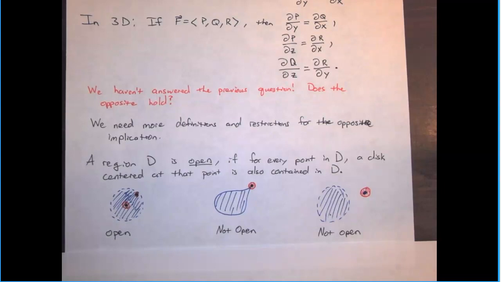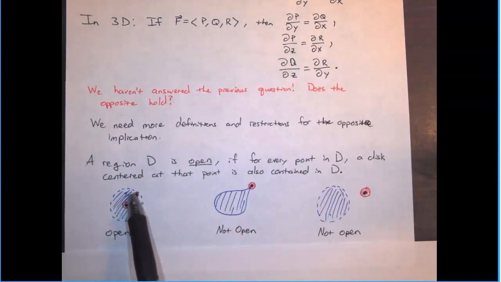So what is this saying? Let's do an example here. Here I have some large disk that does not contain the boundary. So the boundary here is dotted, it's not included. I pick a couple points. Here's a point here. I draw a smaller red disk. It's contained inside of my larger region D.